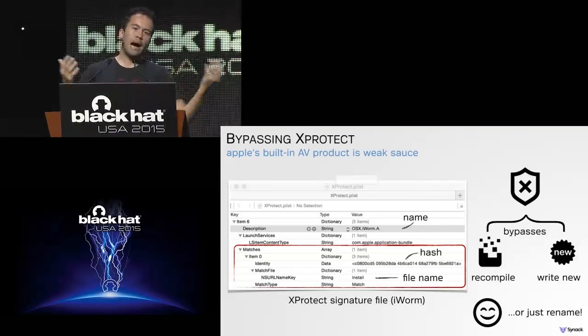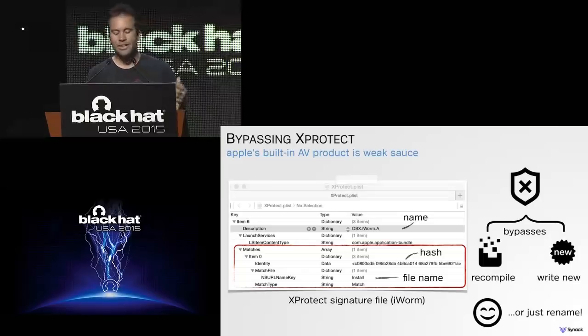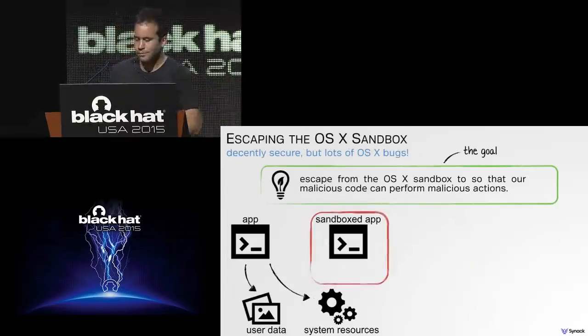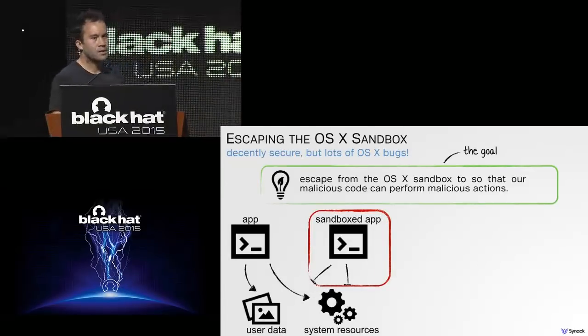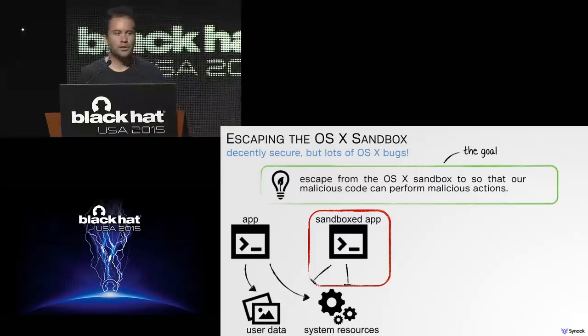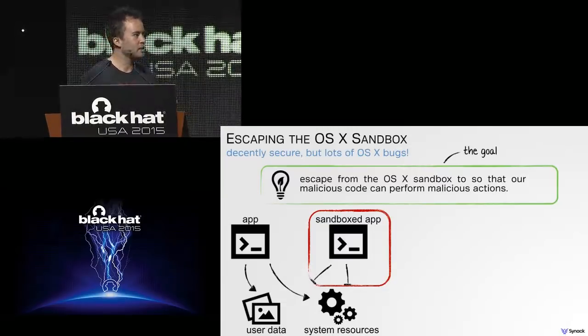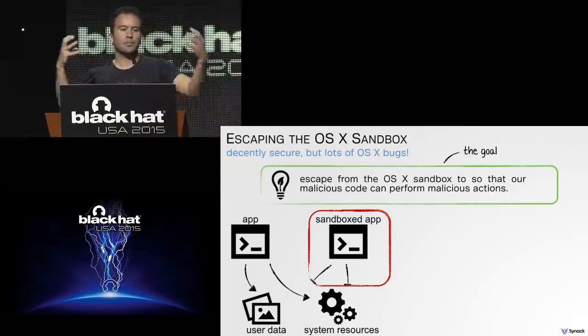Or if we're writing new malware, we don't have to worry about this at all. Or in this case, if we actually just rename the malware, it's not going to get detected anymore. So trivial to bypass. Apple has a Sandbox that sandboxes code from the Mac App Store and some of its native apps. This is, again, a good idea because if these apps are malicious or get exploited, the attacker then has to break out of the sandbox in order to do anything useful.